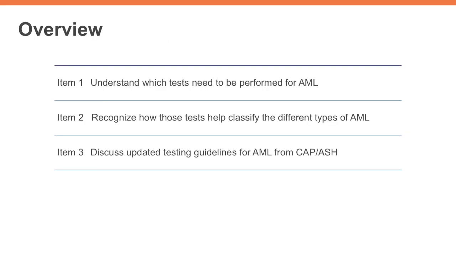There are 3 learning objectives for this lecture: helping you understand which tests need to be performed for AML, recognizing how these tests help classify the different types of AML, and discussing updated testing guidelines for AML from the College of American Pathologists and American Society for Hematology.